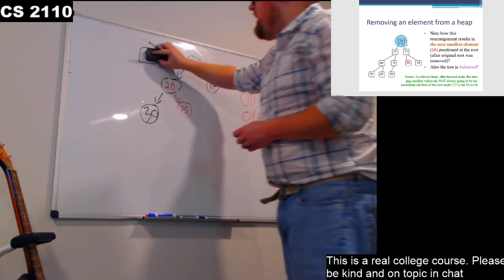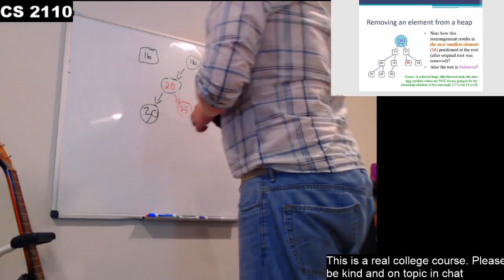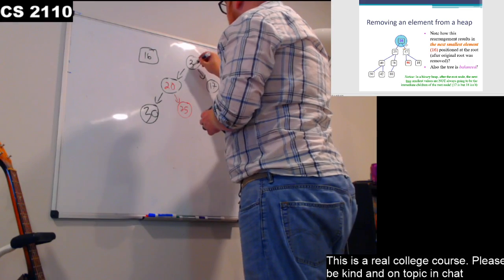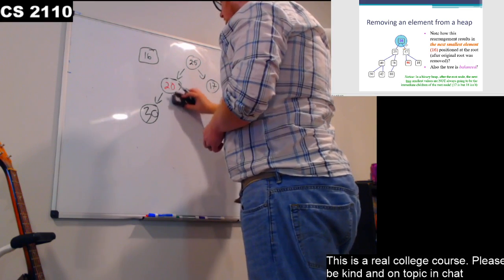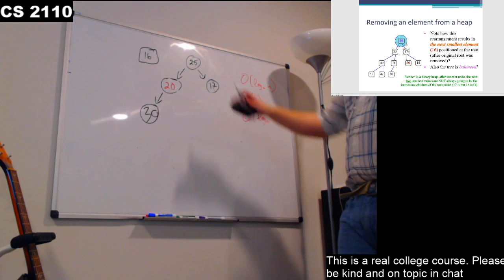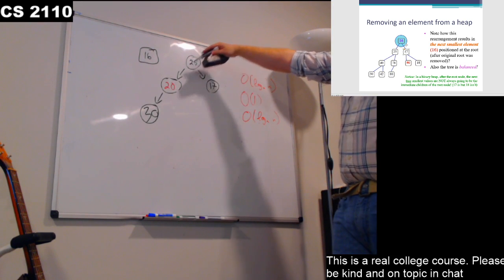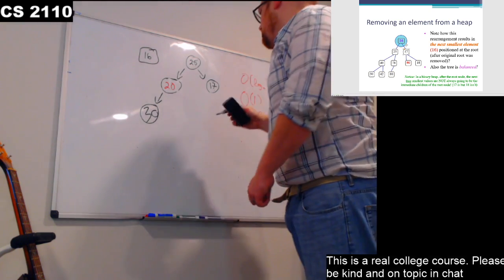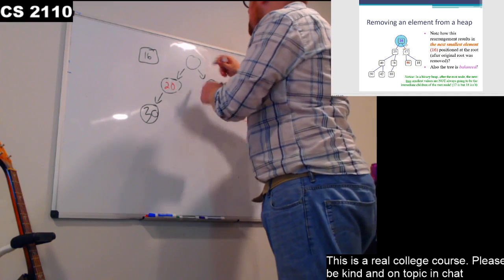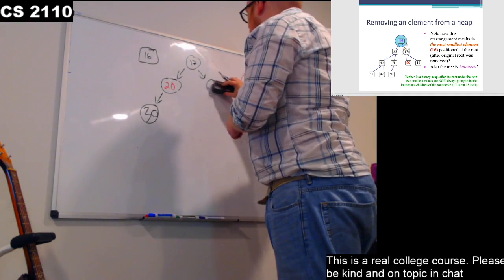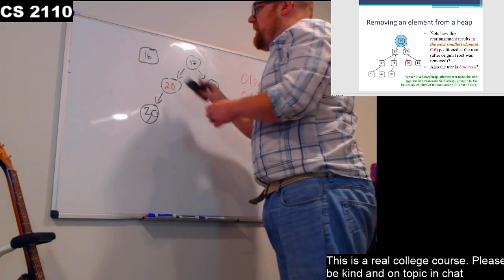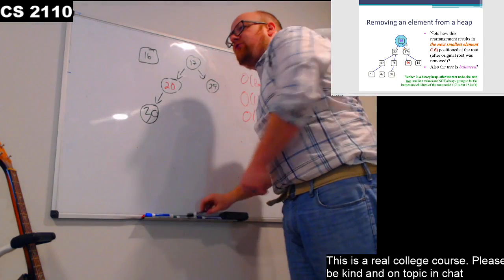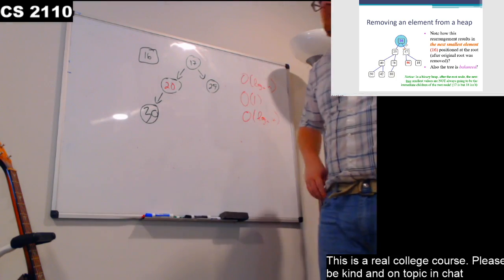Let's remove again. I store 16 in my return value. I swap 25 with 17. I delete that node. And then 25 is greater than both 20 and 17. That means I swap with the smaller child. So I swap 17 and 25. And then I return 16. So that is removing. Any questions about remove on a heap?